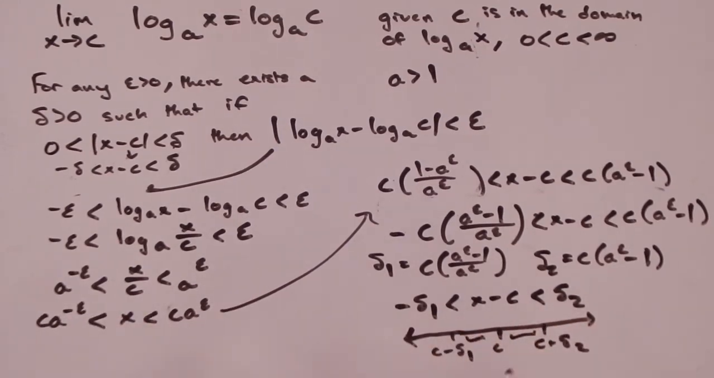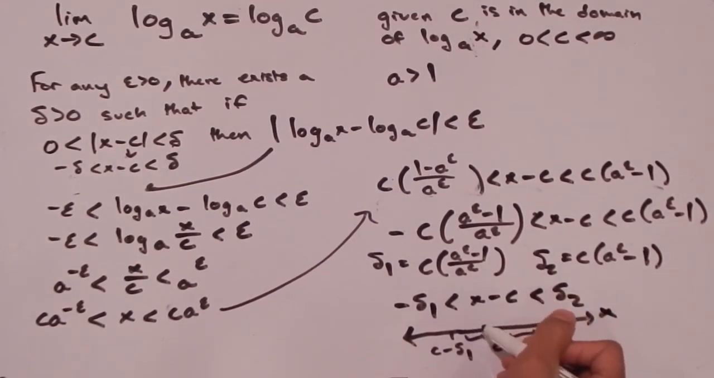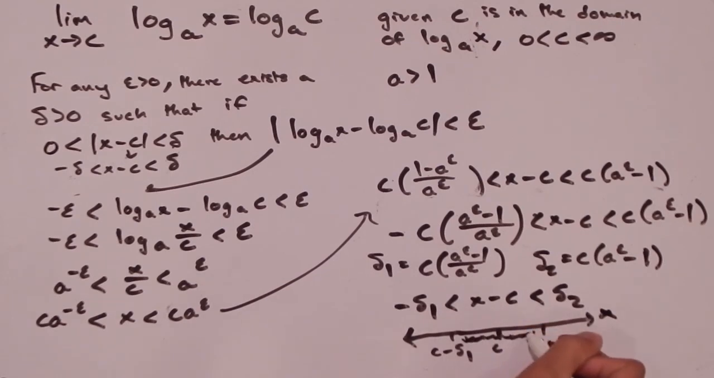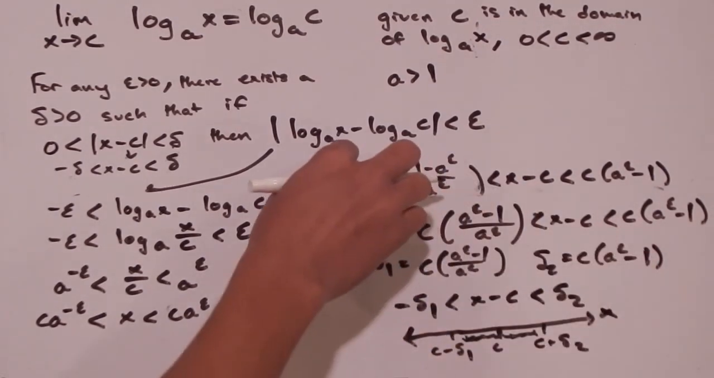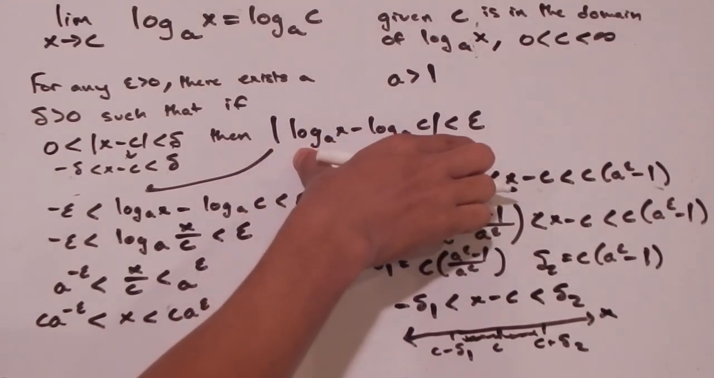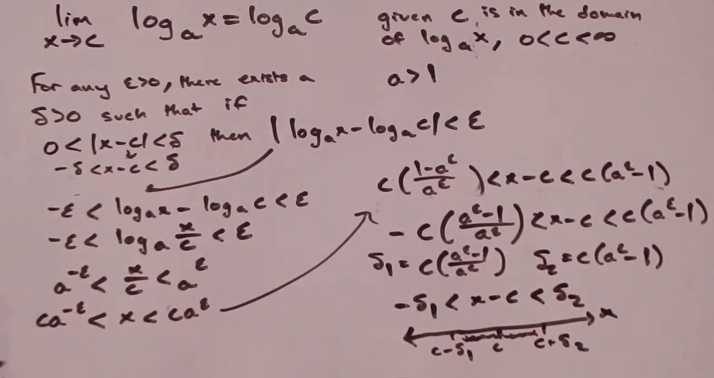But we know that if we pick x values, so this is an x value number line, if we pick x values inside this whole interval right here, and plug those x values into here, this inequality would indeed hold true. So what we're going to do is pick the smaller of delta 1 and delta 2 and set our interval on each side to be based on the smaller of the two.